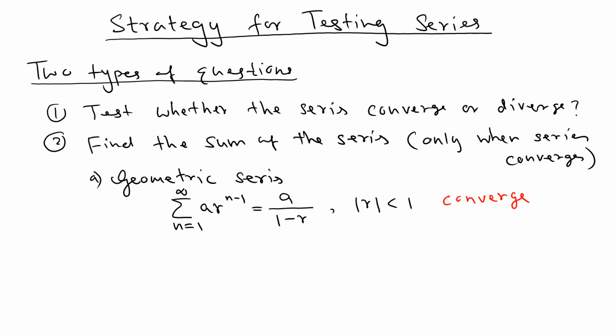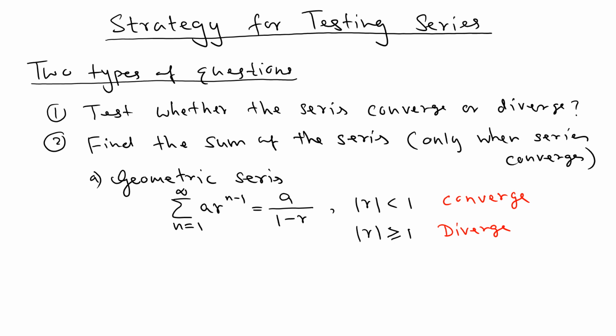We also know when it diverges. If the absolute value of r is greater than or equal to 1, the series is going to diverge. In that case we cannot talk about a sum, because there's no finite sum. So the only case is when the absolute value of r is less than 1. So that is one type.